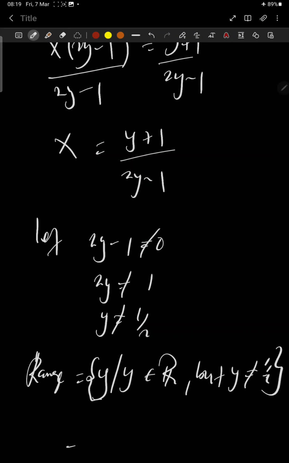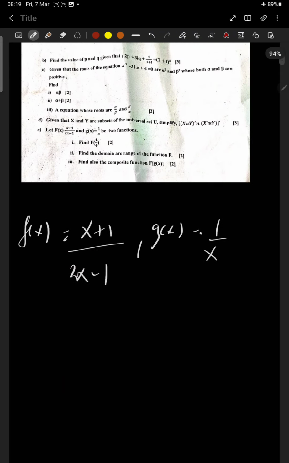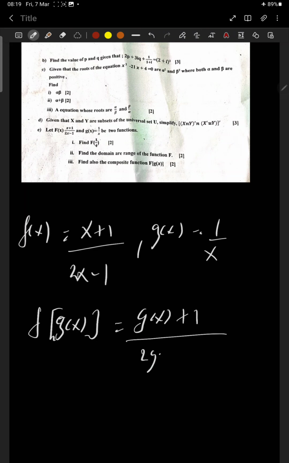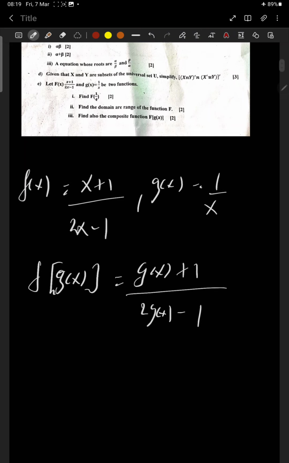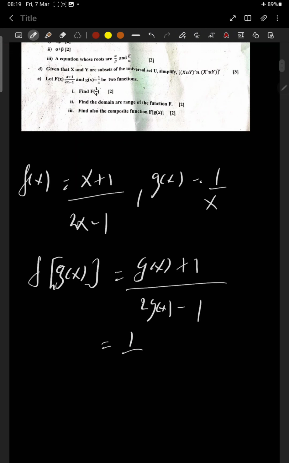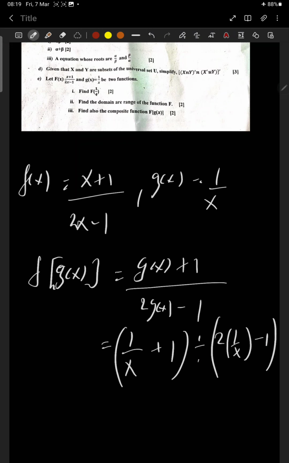All right, so the last part is saying find f of g of x. Okay, so this is a composite function. It means in the function of f, where there is x, I'll replace it with g of x. Now what is your g of x? Your g of x is 1 over x plus 1. Then I'll write my 2 over this side, 1 over x, all right, minus 1.